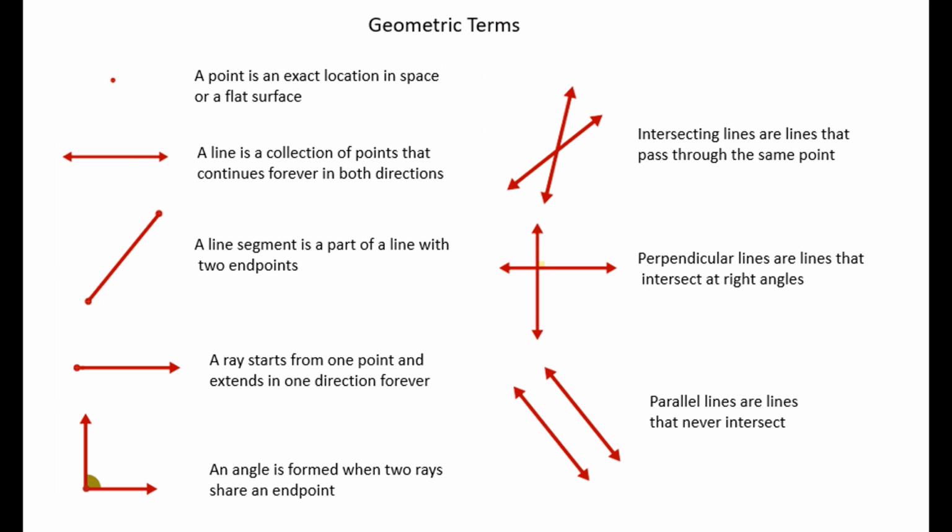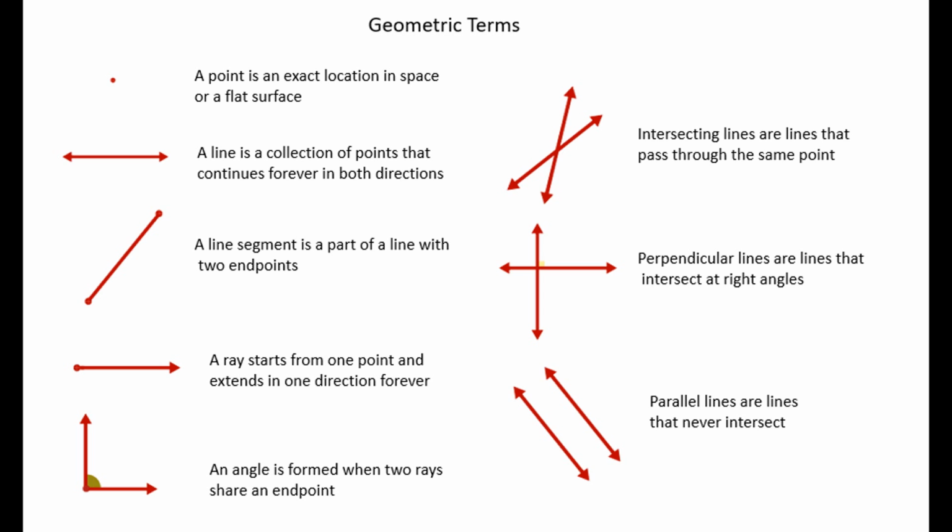Then we want to end today's math lesson by identifying what a point is. A point is an exact location in space or on a flat surface. Then we have different types of lines. A line is a collection of points that continues forever in both directions. And the arrows signify this on the line.